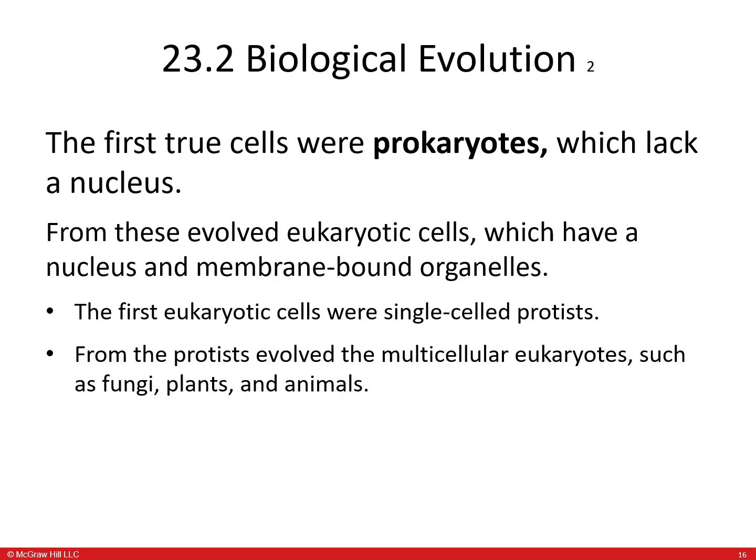The first cells were prokaryotes. These are cells that do not have a nucleus, and they also don't have membrane-bound organelles. From these evolved eukaryotic cells. Those are the cells that have a nucleus and also have membrane-bound organelles. The first eukaryotic cells were single-celled protists. From the protists evolved the multicellular eukaryotes such as fungi, plants, and animals.